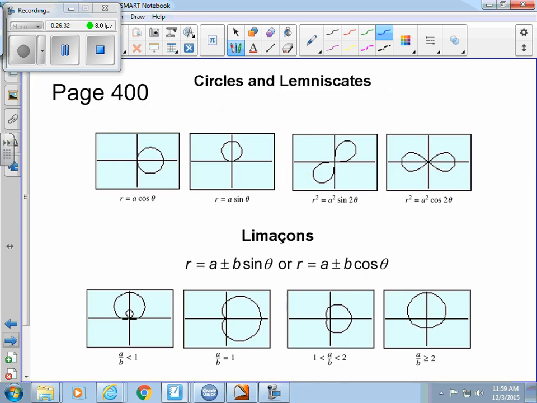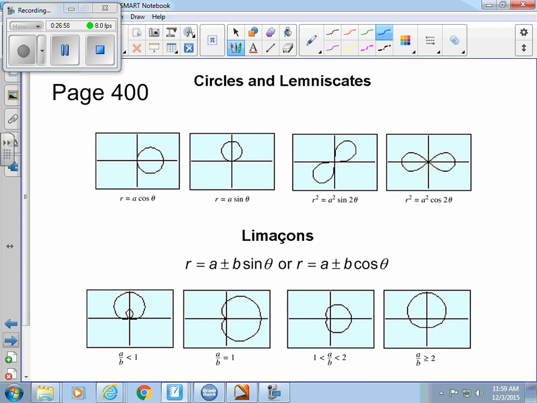Okay, so these are some common graph types. For right now, you don't have to memorize them. I would like you to be aware of them. I don't want you to sit and write them all down right now because that would be a waste of our valuable class time. But I do want you to write down page 400. On page 400, you will see these pictures, the equations that go with them, and the graphs that go with them. So the first set in the book, they call it circles and lemniscates.